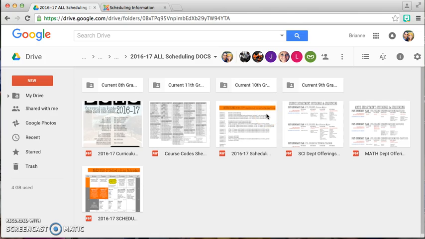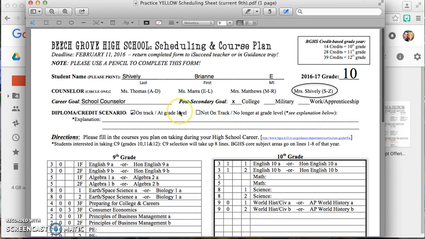So again, I'm going to skip through putting codes in, but I'm going to go ahead and pull up a copy of what your scheduling and course plan sheet will look like. I've already started. I've written my full last name, full first name, my middle initial. 2016-17 grade year is already filled in for you. It is color coded. You need to circle your counselor. Select a career goal or area of interest that you might be pursuing after high school. Choose a post-secondary goal if you're planning on attending college, going to the military, or going straight to work. You would indicate which of those here.